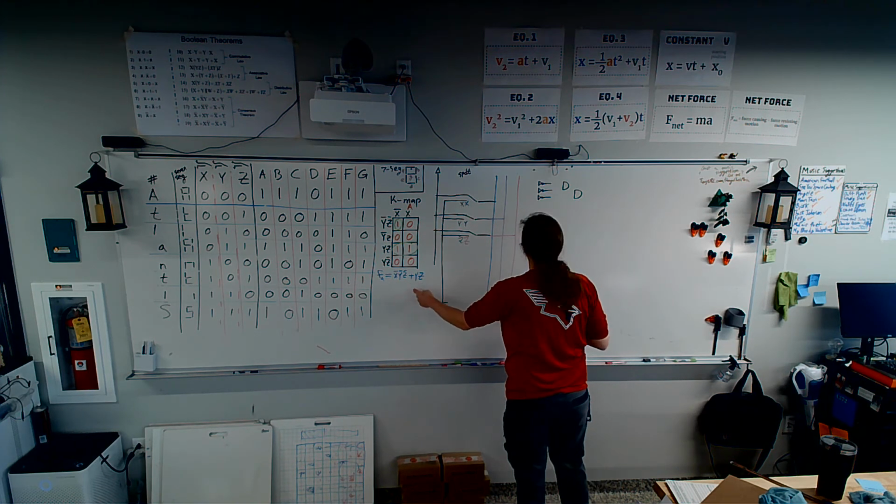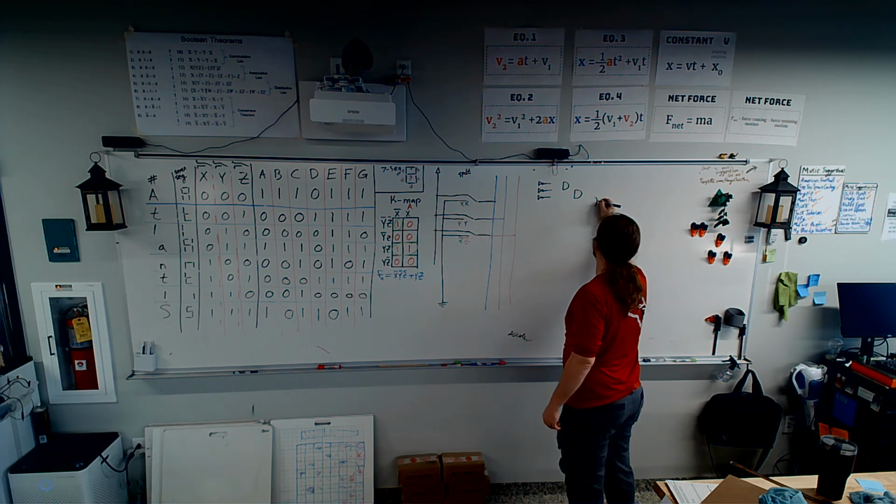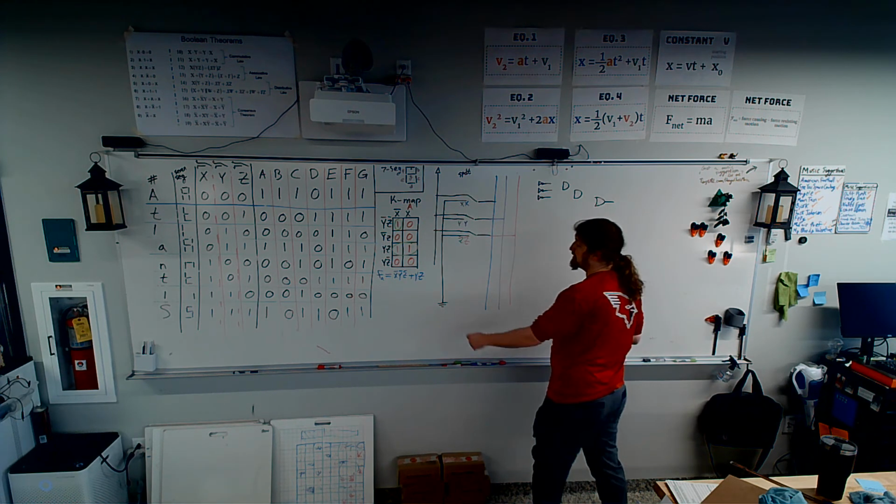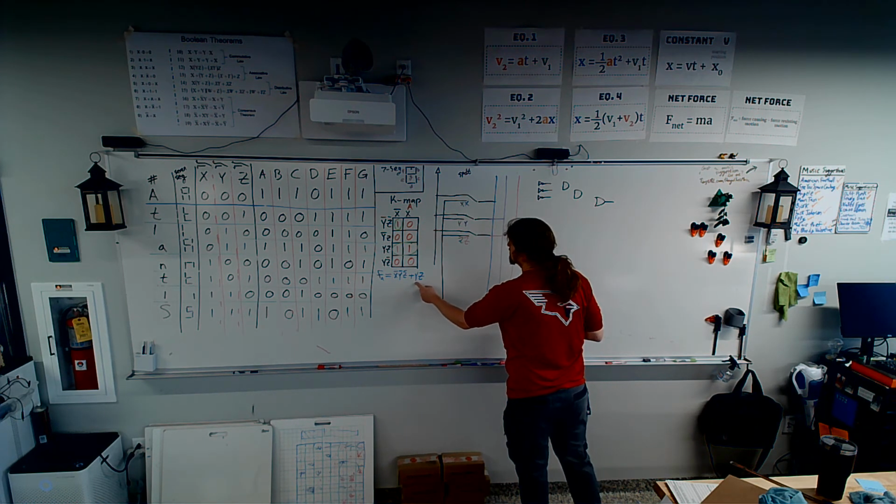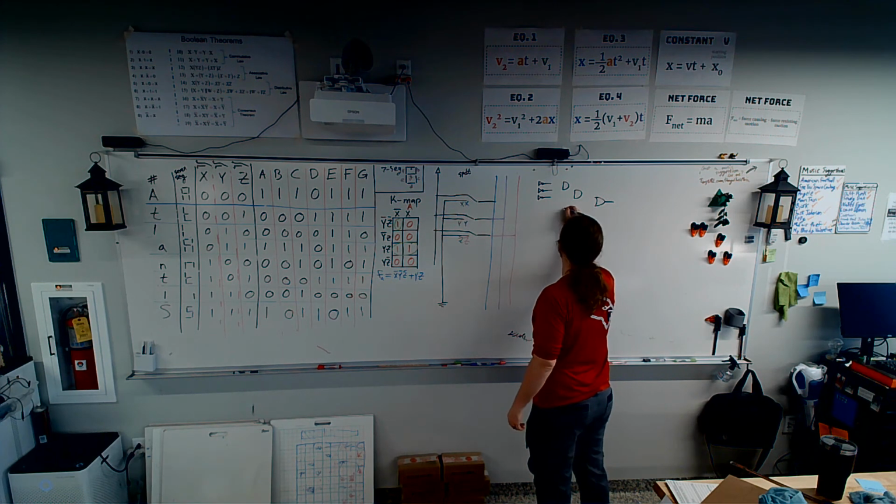Last thing is I know I'm going to need an OR gate to connect the 2 expressions, the 2 min terms of this logic expression. And then I know I'm going to need an AND gate to connect Y and Z.